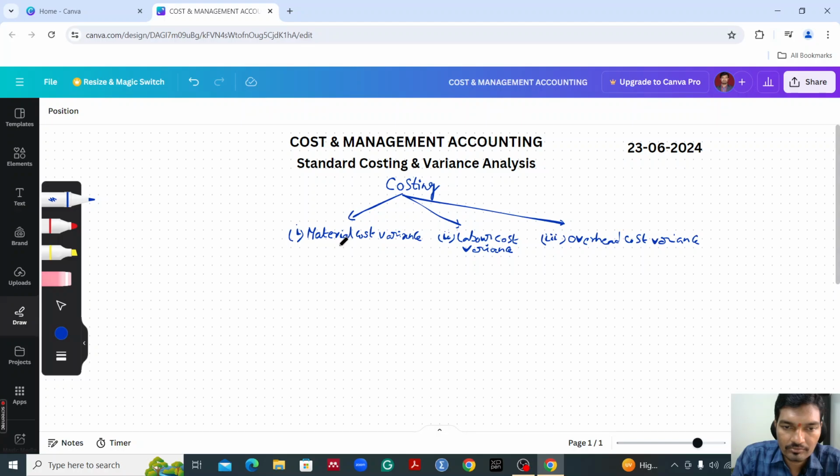So in short form, material cost variance is written as MCV, and labor cost variance is written as LCV. Overhead cost variance is written as OHCV. So first one, material cost variance, MCV.